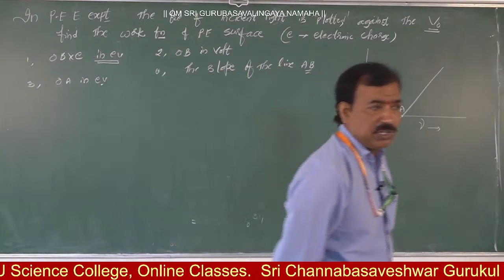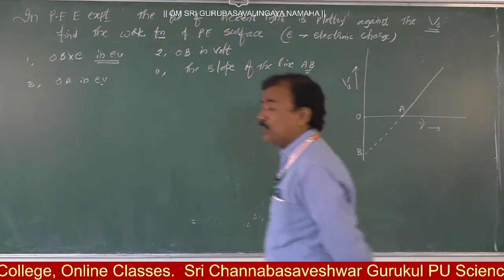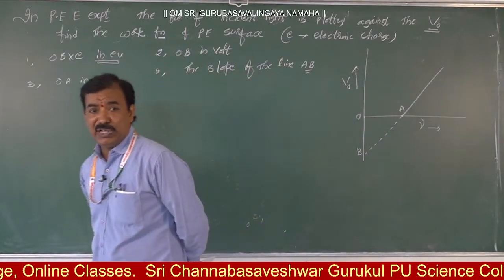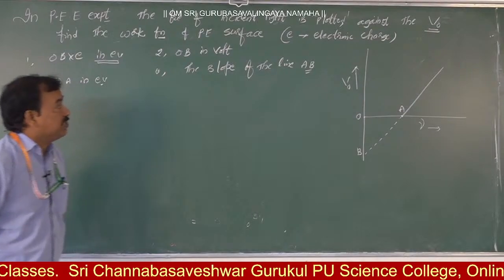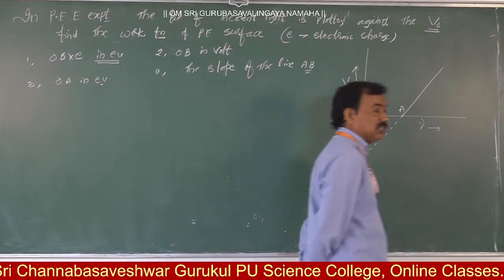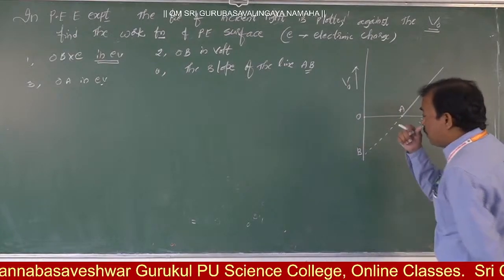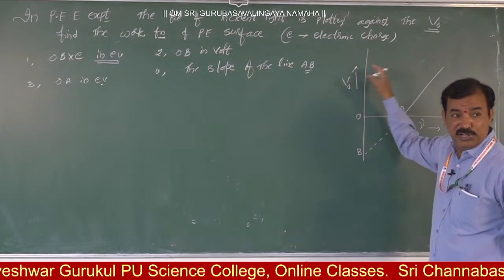I gave this application, and I told this concept also. In the photoelectric effect, the incident light frequency is on the x-axis, and the y-axis is the stopping potential, V naught. So the V naught value is taken on the y-axis and nu is on the x-axis. Same conditions apply here also.